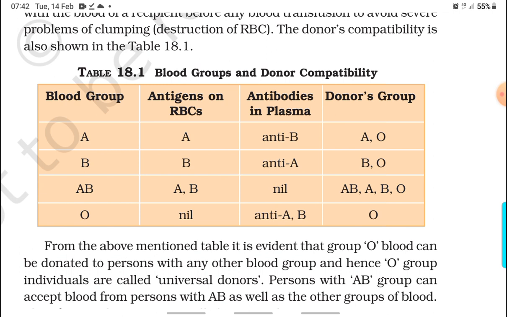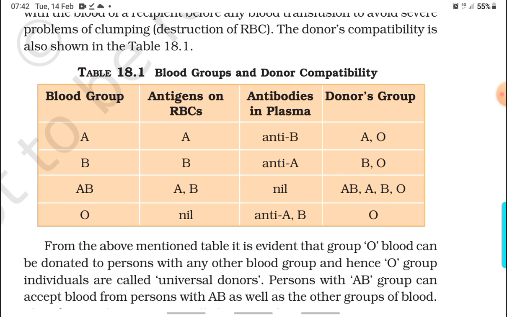If the blood group of the patient is B, antigens on the RBCs is B, antibodies in the plasma are anti-A, and the donor's blood group should be B or O. If the patient's blood group is AB, antigens on the RBCs are A and B, antibodies in the plasma are not there, and the donor's group should be AB, A, B or O.